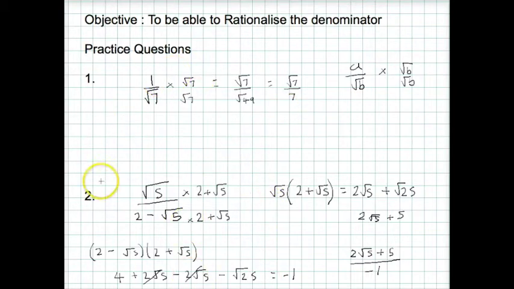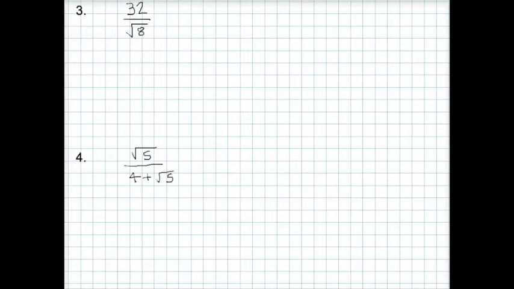Okay, let's try question 3. Question 3 then. 32 over root 8. This time we're multiplying the top and the bottom by root 8. Root 8, not root 5. So we get on the top 32 root 8, and on the bottom root 8 times root 8 gives us root 64.